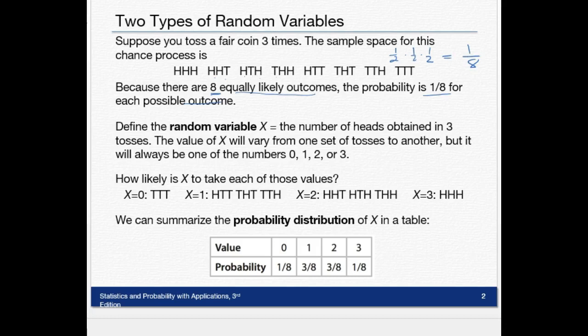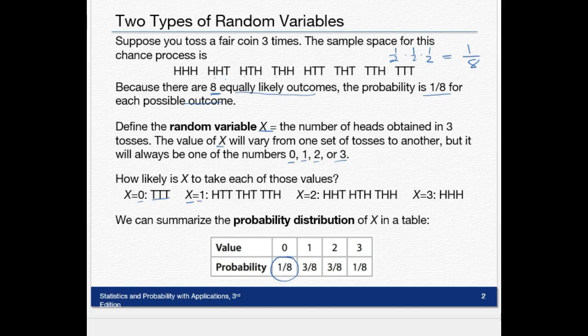Okay? Define the random variable x as the number of heads obtained in three tosses. The value x will vary from one set of tosses to another, but it will always be one of the numbers 0, 1, 2, or 3. Those are the only possible numbers you could have for heads. So, how likely is x to take on one of these values? Well, how many times did we have 0 heads, meaning all tails? One time. So that's where we get the 1/8.